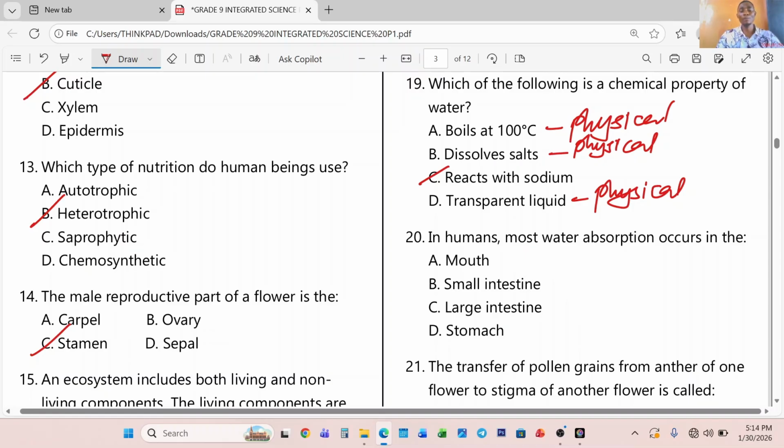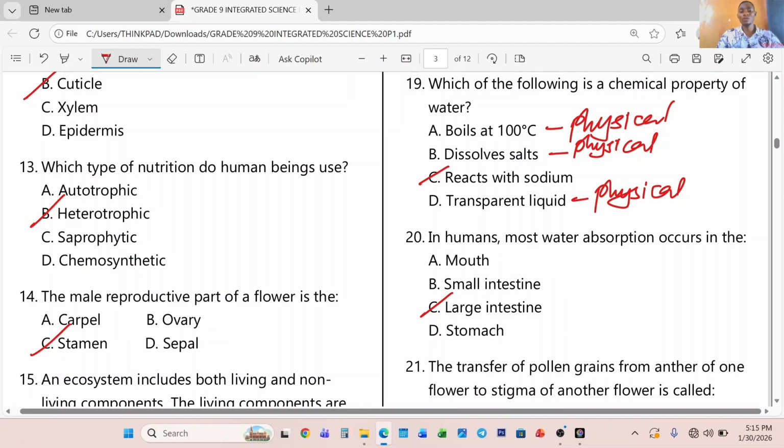Question number 20. We have mouth, we have small intestine, we have large intestine, and we have stomach. So most water absorption in humans takes place in the large intestines.